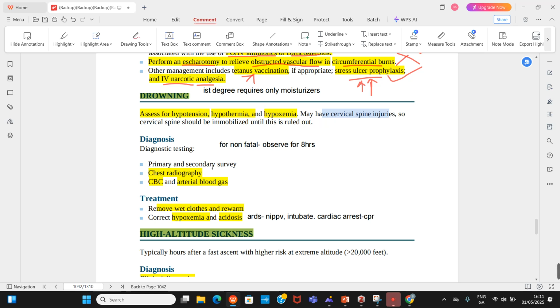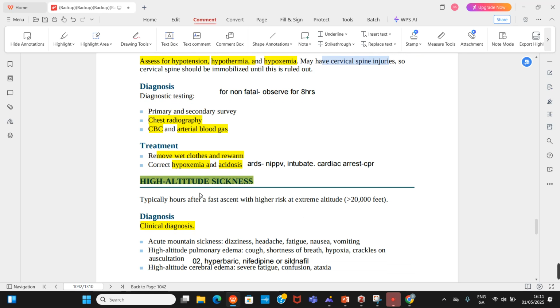So then we order the chest X-ray to see if there's any fluid in the lung. We can see the pulmonary edema. Then CBC, just to see if there's any derangement of the blood count. Most situations are going to be normal. Then of course the ABG, to see the oxygenation parameters.